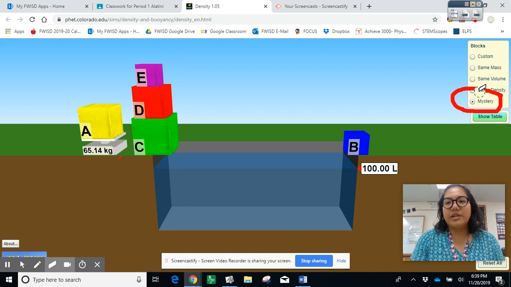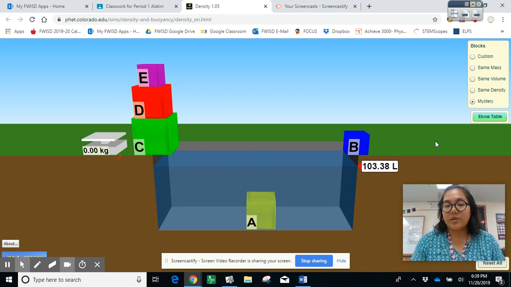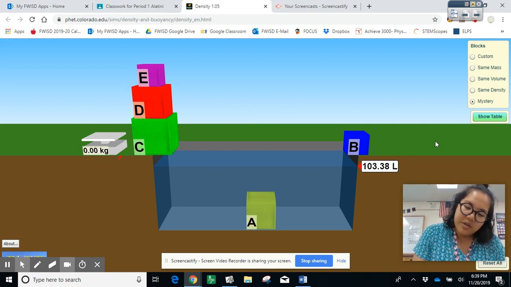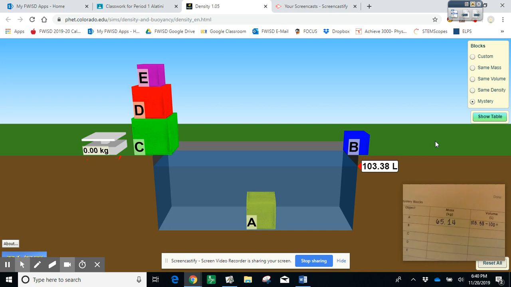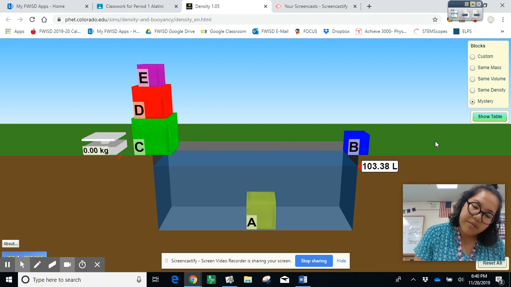Next, I'm going to put it into the water and I'm going to find my volume. In order to find the volume, again, I have to take the initial. So my initial is 100 liters. And now I have my final. So my final is 103.38. So I'm going to put 103.38 minus 100 equals 3.38.